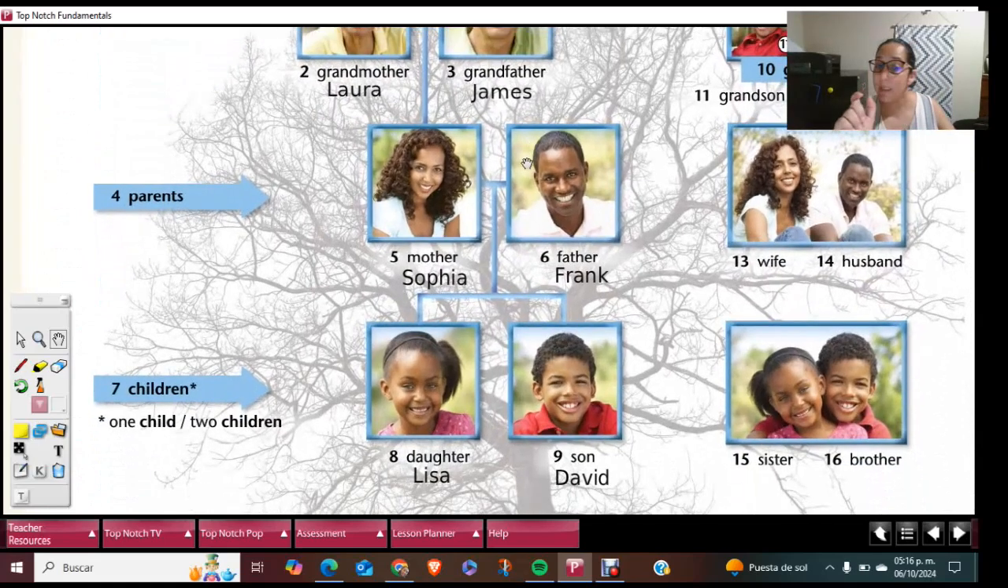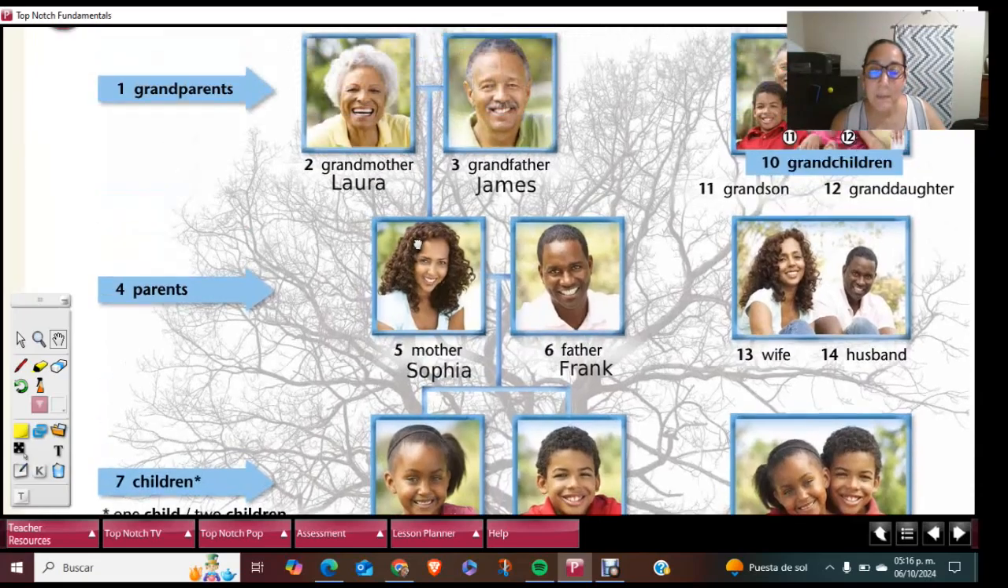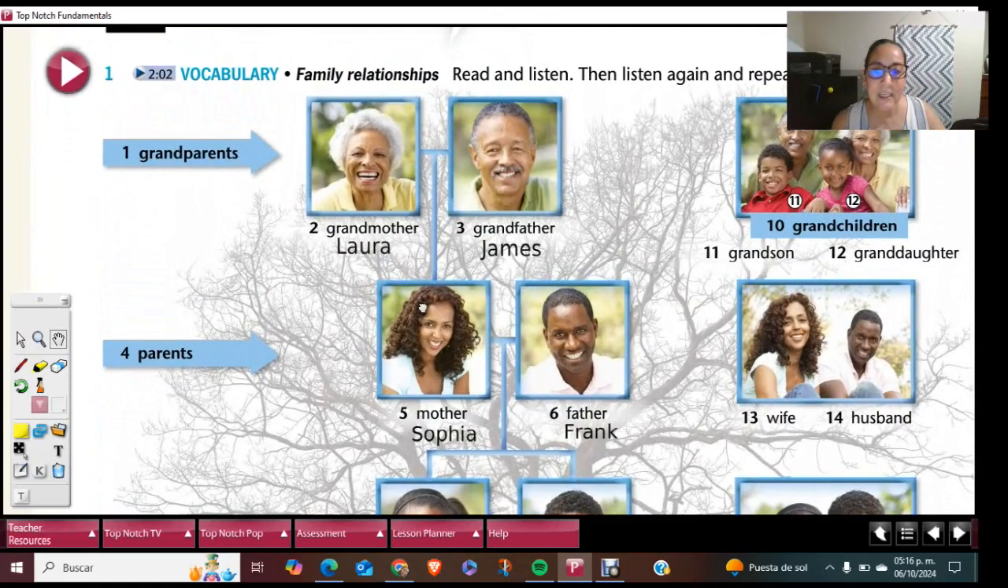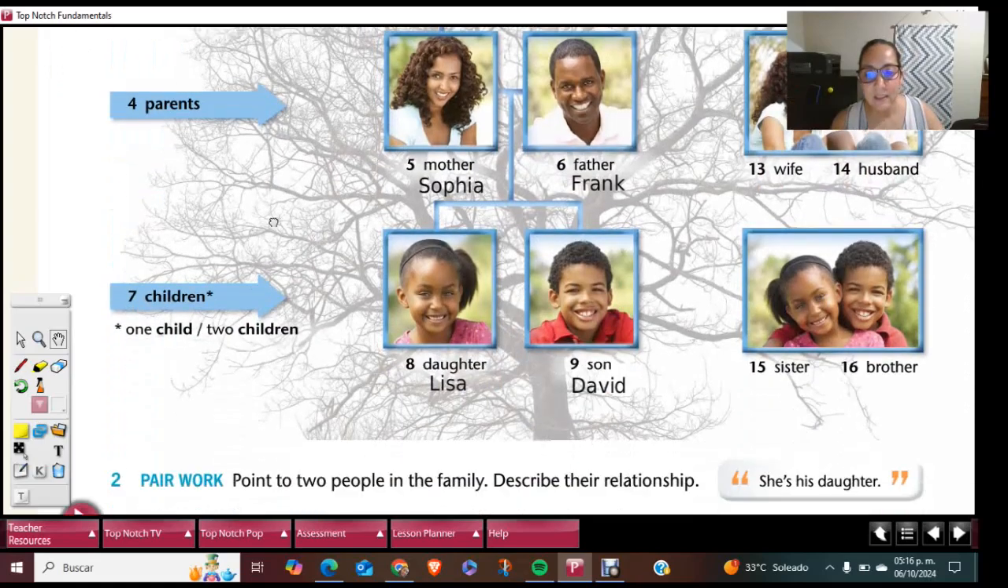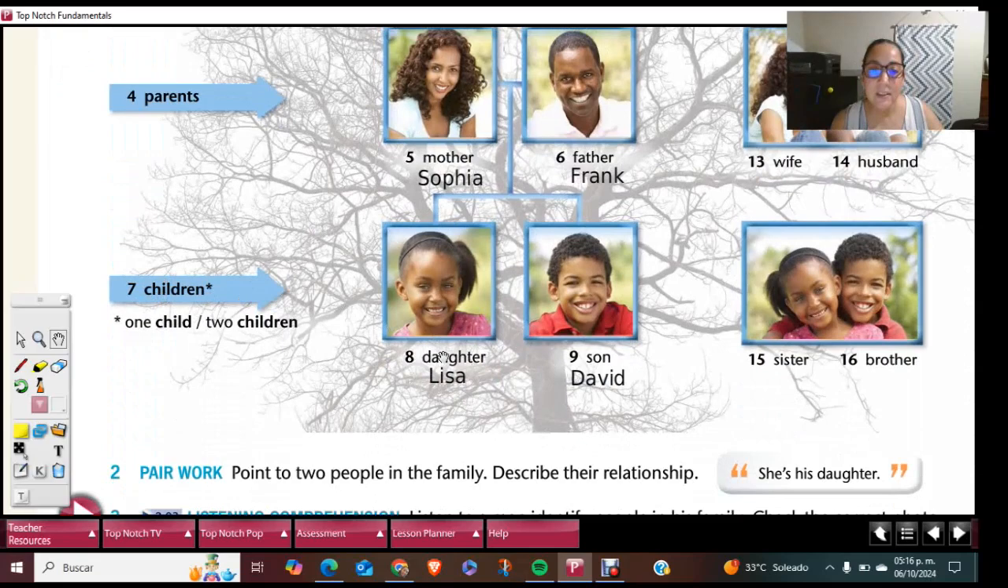This is a small family, and here we have the members of the family. Okay? Let's begin with the grandparents. Grandmother, grandfather, the parents. She's the mother, he's the father, and the children. She's the daughter, and he's the son. One child, this is for singular, and for plural is children, two children.